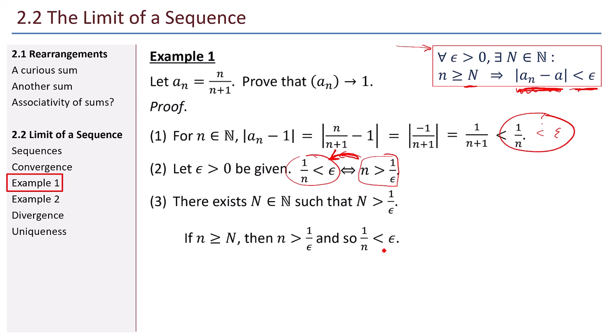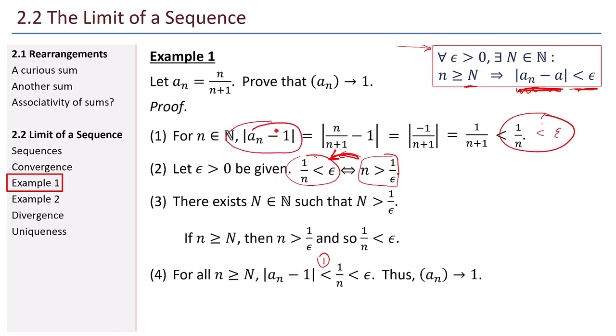Now, step number 4, I can tie it all together. Here we go. For all little n greater than or equal to the big N, the absolute value of a sub n minus 1 is less than 1 over n. Now this first inequality comes from step number 1. The second inequality, 1 over n less than epsilon, see, if n is greater than or equal to big N, 1 over n is less than epsilon, that comes from step 3.